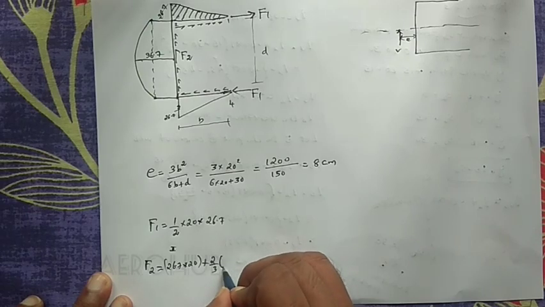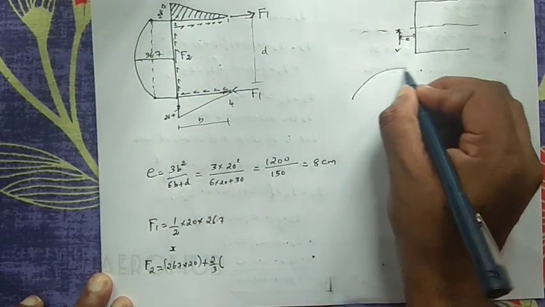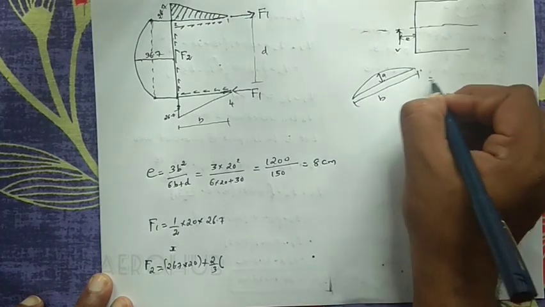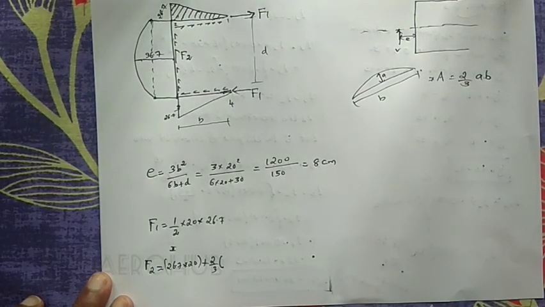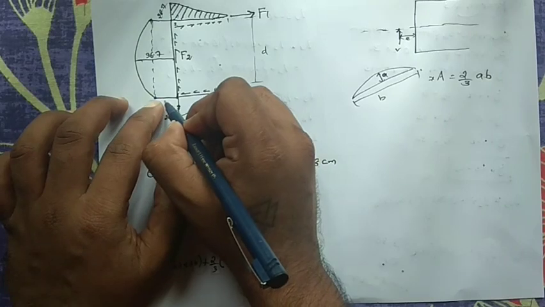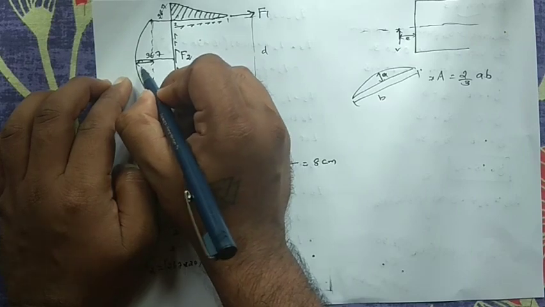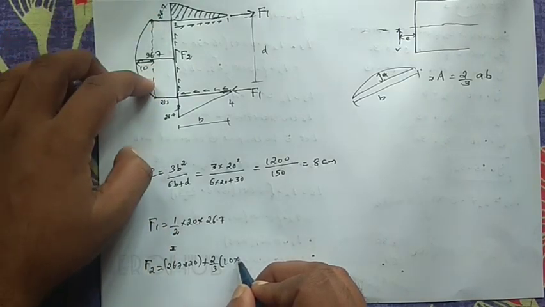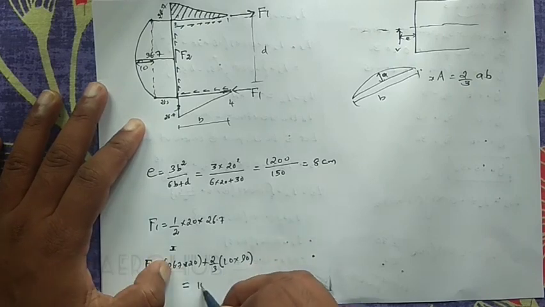2 by 3 into, this distance is A, the area of a parabolic arc is, this is A and this one is B. So the area is nothing but 2 by 3 AB. A is nothing but, here total distance is 26.7 and the total value of here is 36.7, so this will be 10. A will be 10 and B will be this height of the web, that is 30. And you will be getting 1000 Newton.